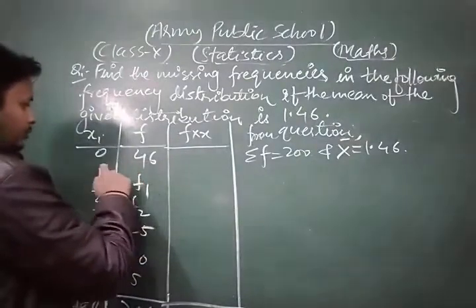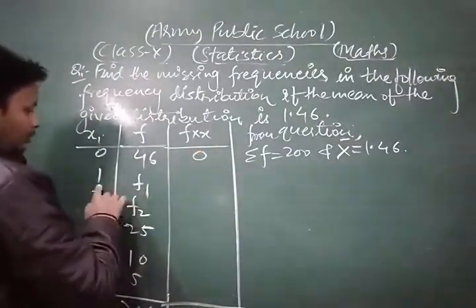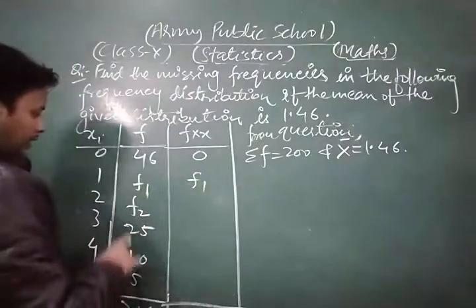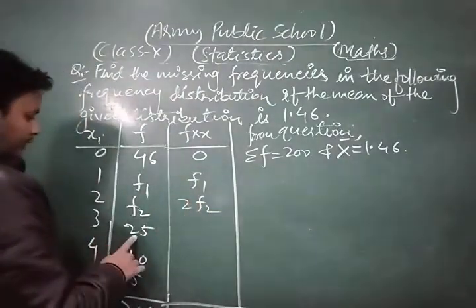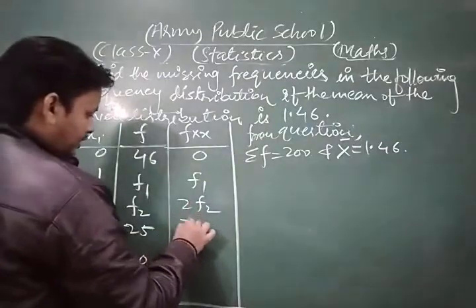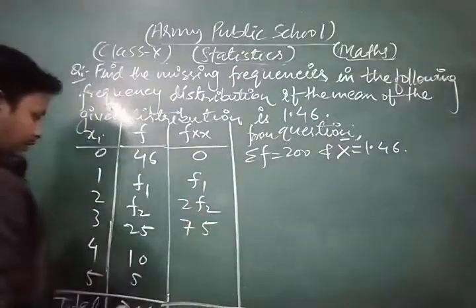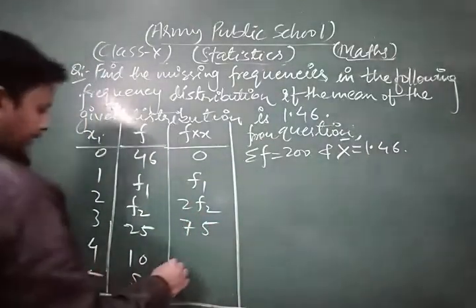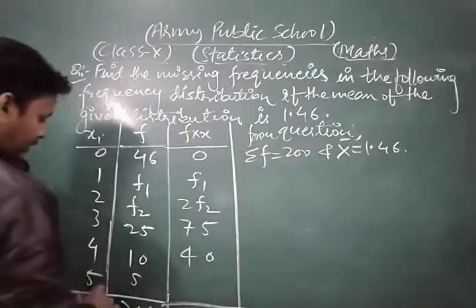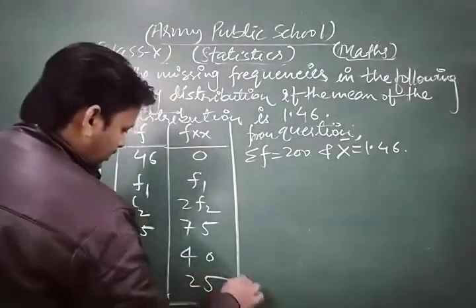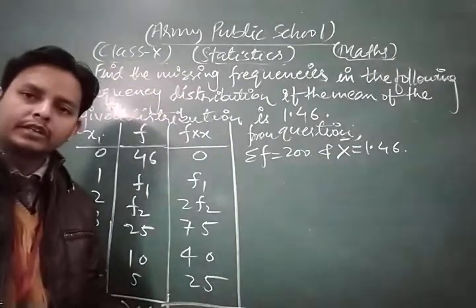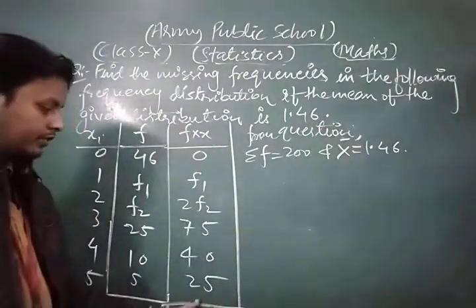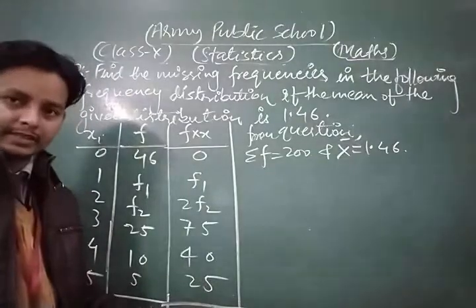So, 46 into 0 is 0. f1 into 1 is f1. f2 into 2 is 2 f2. 3 into 25 is 75. 10 fours are 40. And 5 fives are 25. Now we find the value of sigma fx.